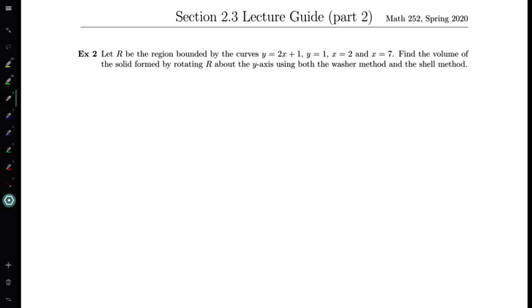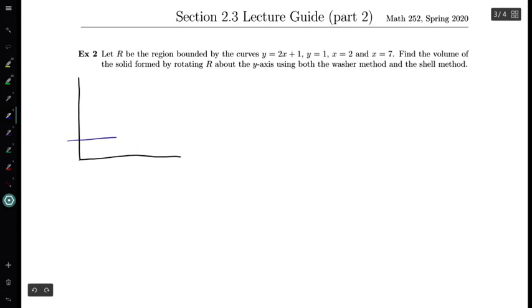So again, let's work through what this region looks like. We have our axes here. We have the curve y equals 1, sorry. We have the curve x equals 2 and x equals 7. So let's make one of them blue. x equals 2, x equals 7. This was y equals 1. And then we also have the curve y equals 2x plus 1, and that has slope 2 and intercept 1, so it's going to pass right through about here.